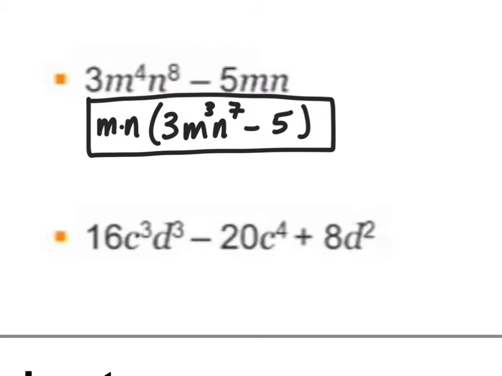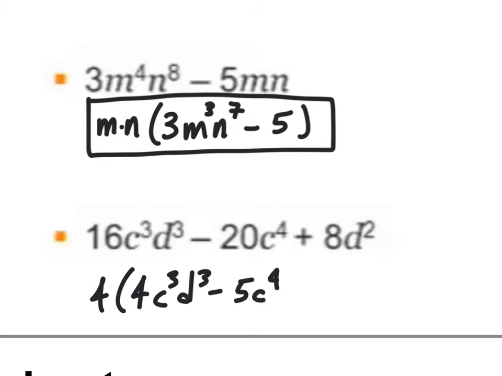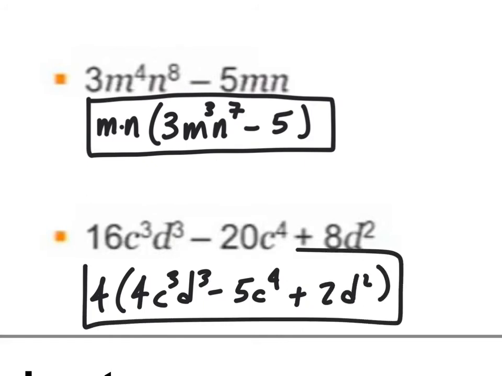Now, between 16, 20, and 8, the largest common factor, 8 goes into 16, but it does not go into 20. So it's going to be 4. So if we factor out a 4, then we're left with 4c cubed d cubed minus 5c to the fourth plus 2d squared. And that's all I can factor out of that.